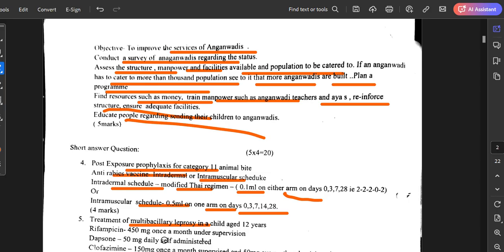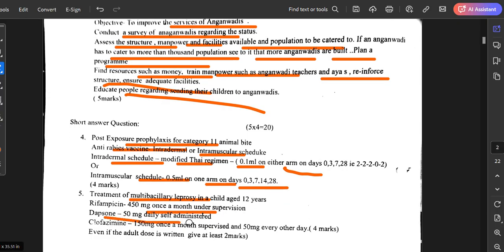Rifampicin 450 mg once a month under supervision. Dapsone 50 mg daily self-administered. Clofazimine 150 mg once a month supervised, and 50 mg every other day. For 50 mg rifampicin, dapsone is 50 mg. Even if the adult dose is written, give at least 2 marks. So clofazimine.